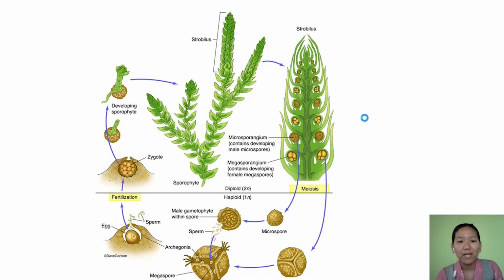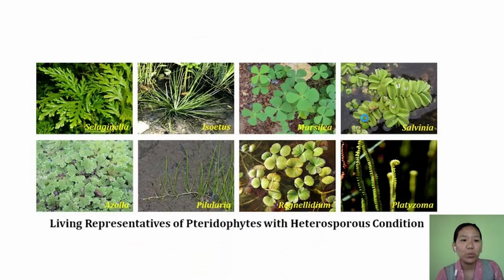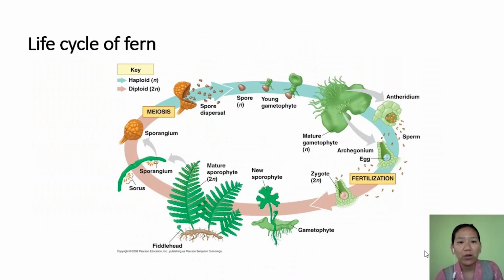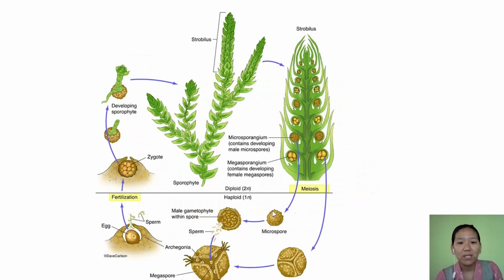So this is about the life cycle of pteridophyte, and if you look at some more examples, you can have Selaginella, Equisetum, Marsilea, Salvinia, Azolla, and so on. So these are some examples of pteridophytes. And now here you must have observed, in the case of this example, you find the spores here. All the spores are of similar kind. But here you can see the spores produced are labeled as microspore, smaller in size, and megaspore, larger in size.